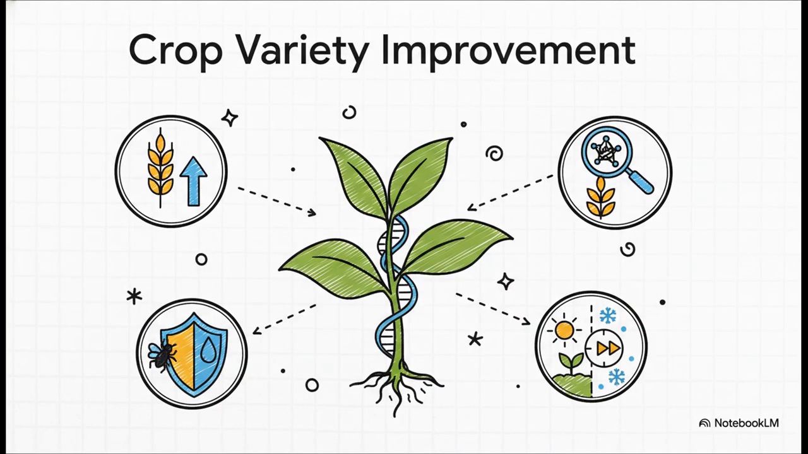So, when we talk about improving the crop variety, what are we looking for? Well, we want a seed that gives a higher yield, more grain. We want improved quality, better nutrition. It should have resistance to biotic factors like diseases and abiotic factors like drought. We want it to have a shorter maturity duration so it grows faster. And of course, wider adaptability so it can grow in different climates. Basically, we're trying to create a kind of super plant.